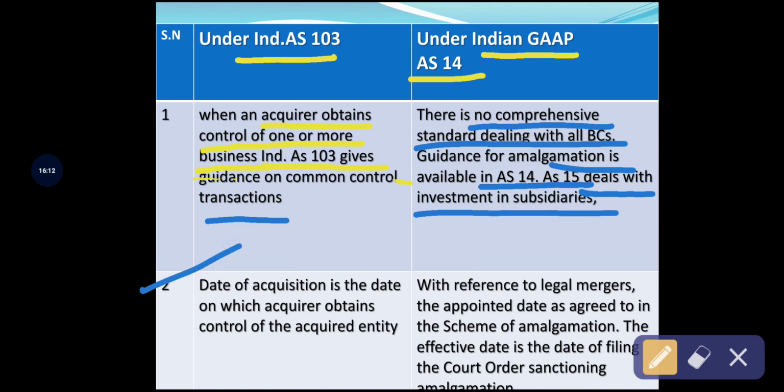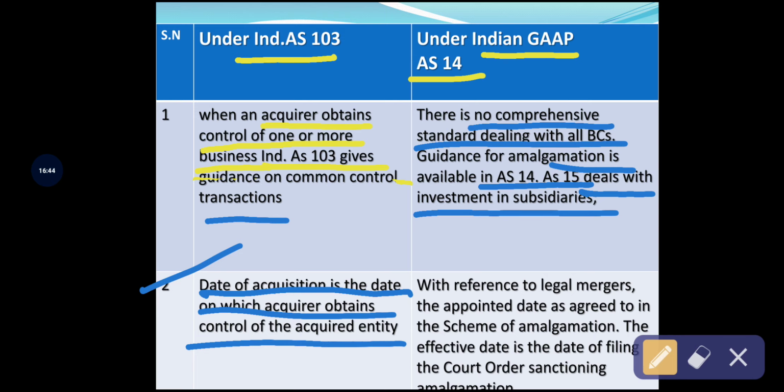So the second difference: the date of acquisition is the date on which the acquirer obtains control of the acquired company. Which means when one company obtains control, that is, when the company purchases the assets and liabilities of another company on a particular date, that particular date will be called the acquisition date according to Indian Accounting Standard 103.